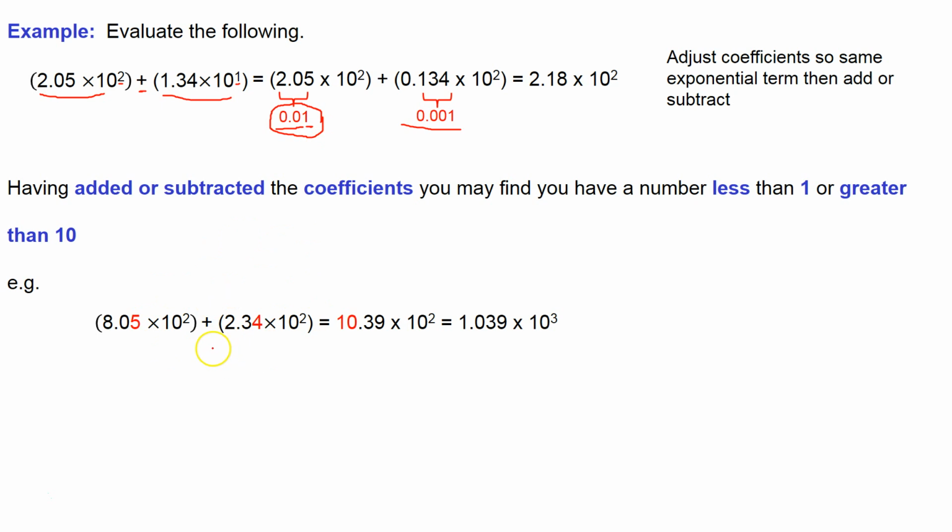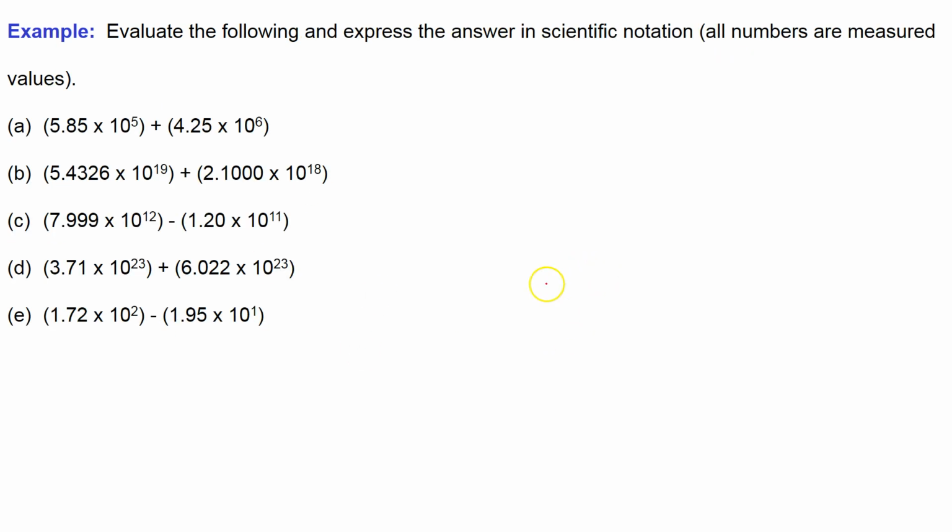Occasionally you'll do a problem like this where you add together 2 coefficients and you get a new coefficient that's either bigger than 10 or less than 1. In which case you might have to change the value of the exponential term by 1 to get it into the correct scientific notation. Now that's not really an issue if you use your calculator set to scientific notation mode, because your calculator will always give you the answer in correct scientific notation. So you want to have a practice at doing some of these. I'm just going to pop the answers up rather than use the calculator.